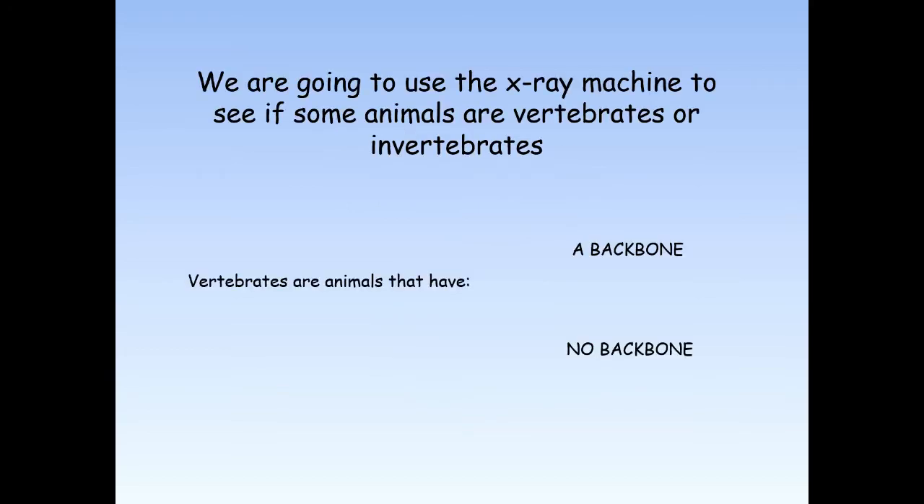Tell me, what are vertebrates? Are they A, animals that have a backbone, or B, animals that don't have a backbone? Of course, we've already looked at the skeleton. Vertebrates are animals that have a backbone. So let's have a look at some different animals then. We'll put them through the X-ray machine and see if they have a backbone and therefore are vertebrates, or if they don't have a backbone, invertebrates.